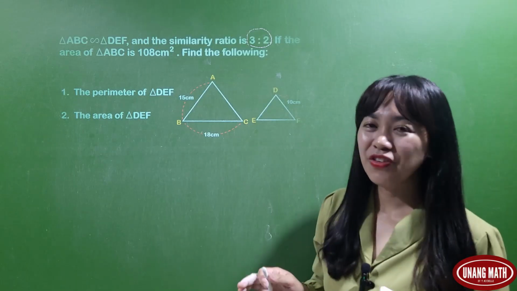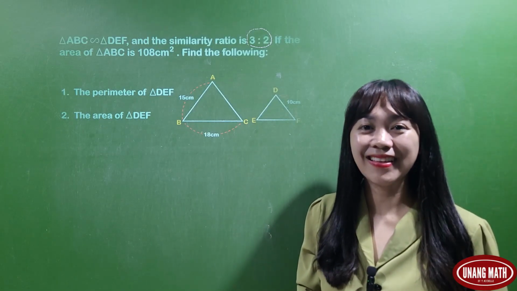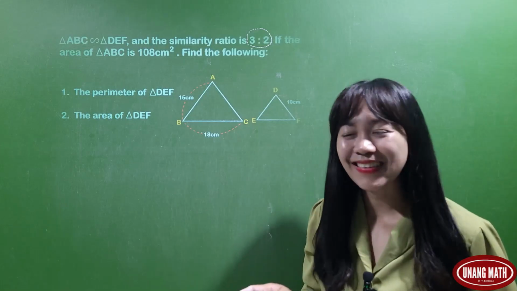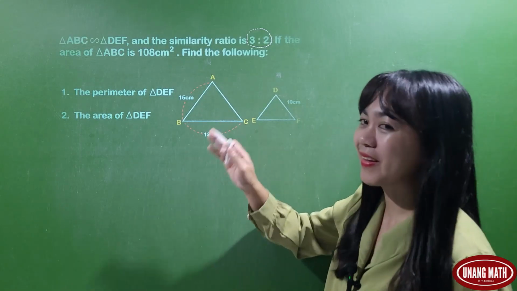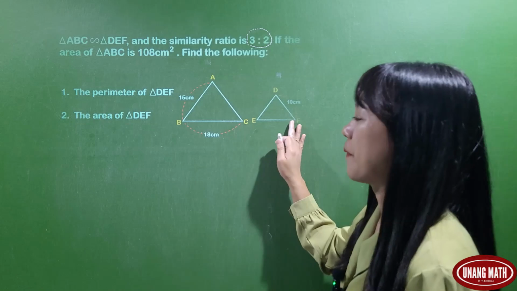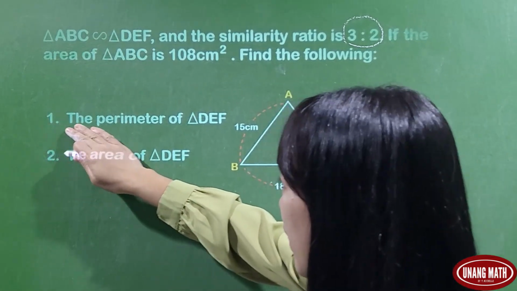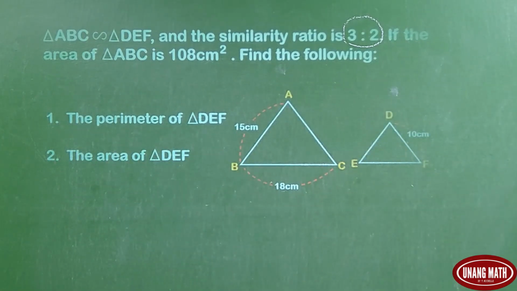But take note, they are similar figures. So it means the ratio of the lengths of the corresponding sides is constant and the measures of the corresponding angles are equal. Okay, the first question here is, what would be the perimeter of triangle DEF?